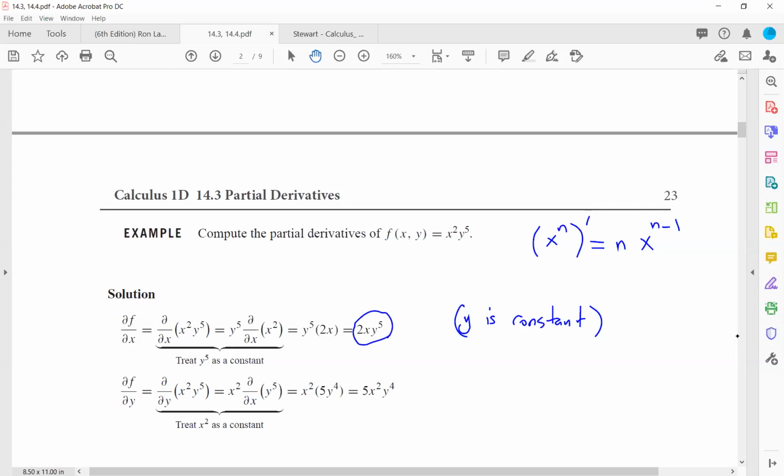The same process applies when you're taking the derivative with respect to y. Now you consider x to be a constant, or fixed. Since x is just a constant, you can write x squared outside the derivative operator. Then take the derivative of y to the fifth, which is 5y to the fourth. The outcome is 5x squared y to the fourth.